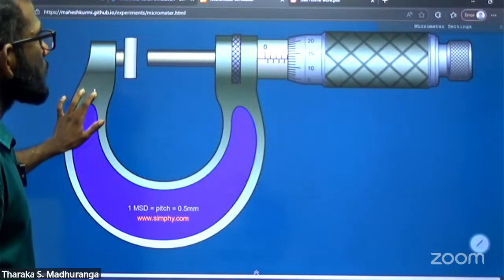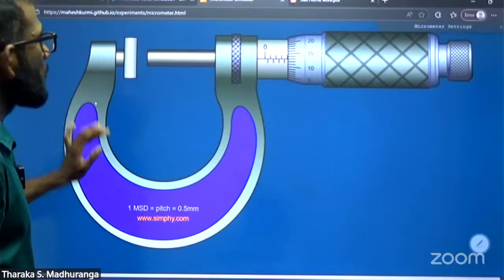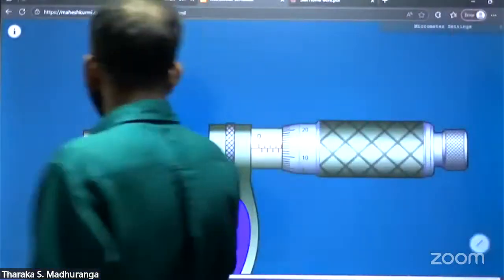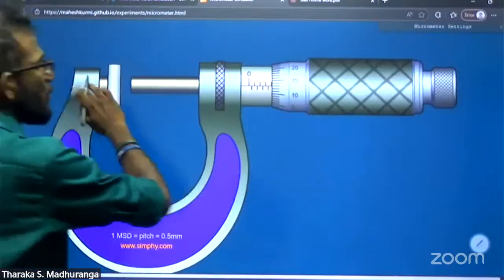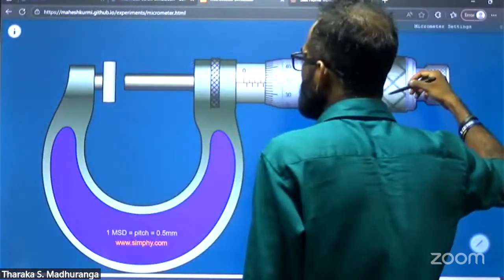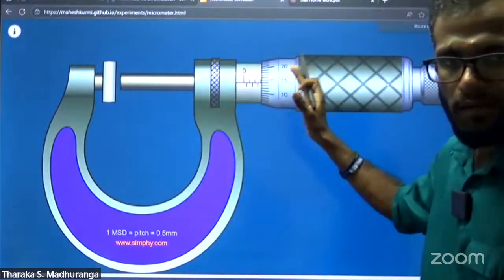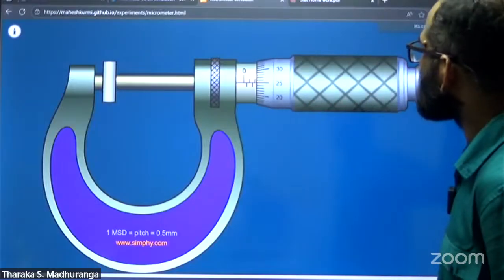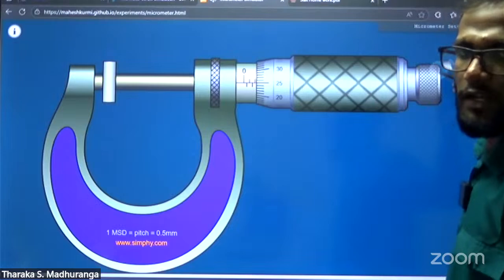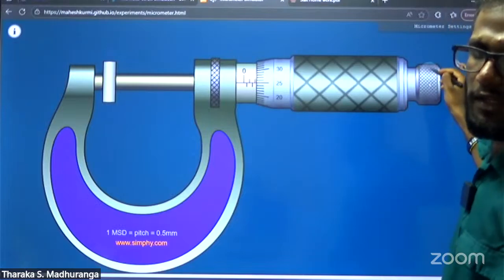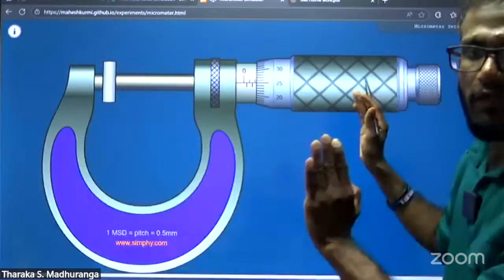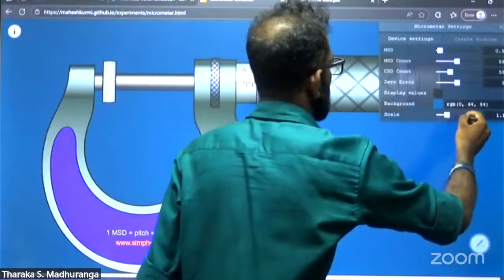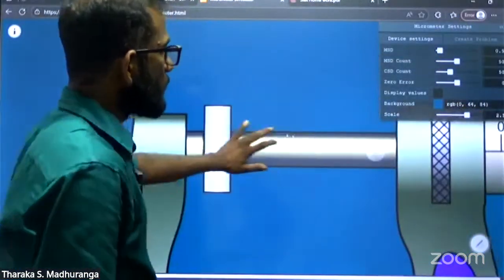Okay, now I'm going to read the actual diameter of this object. First of all, I rotate the thimble until the spindle comes close to the object. Then, when it is close, I rotate by the ratchet until it rotates freely. Now it is rotating freely, without any tightening. Then the object is tightened to the required tightness. Then you can get the reading here.